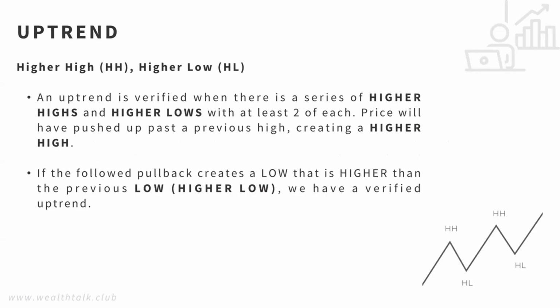So let's just talk about uptrend. What happens in an uptrend? Higher high and higher low. What is higher high and higher low? I will explain in a bit. Just understand this: we represent higher high with HH and we use HL for higher low. An uptrend is verified when there is a series of higher highs and higher lows with at least two of each. Price will have pushed up past a previous high, creating a higher high. If the followed pullback creates a low that is higher than the previous low, a higher low, we have verified uptrend.